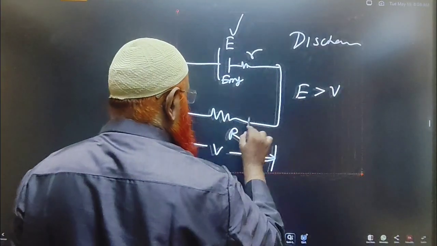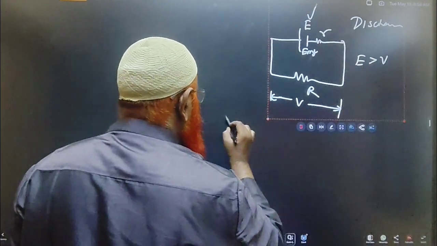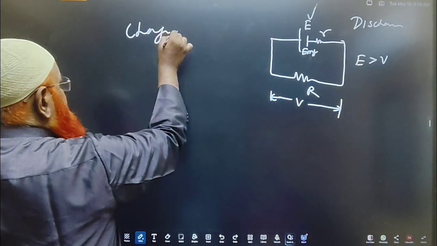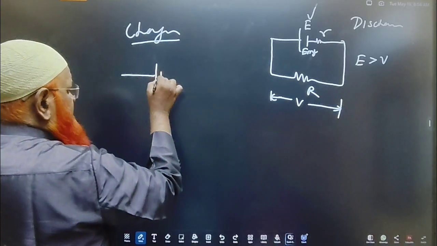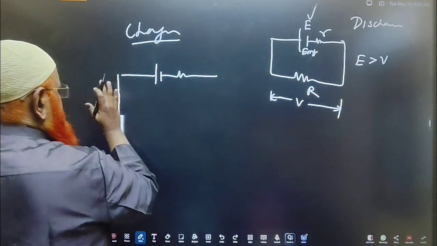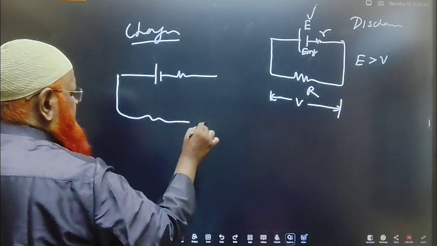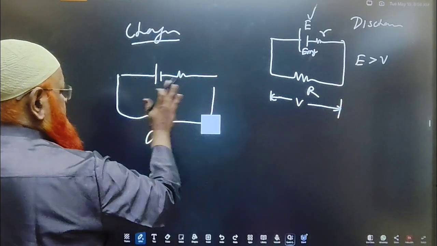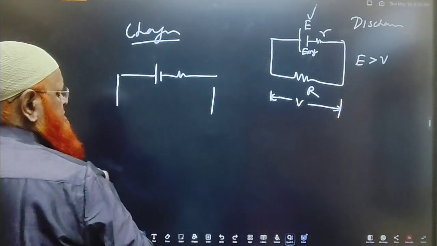This is the case of discharging. I'll discuss the case of charging also. So what is the meaning of charging here? You have taken a battery, an internal resistance, and an external resistance here. So you just do charging here. This is called charging. What is the meaning of charging?